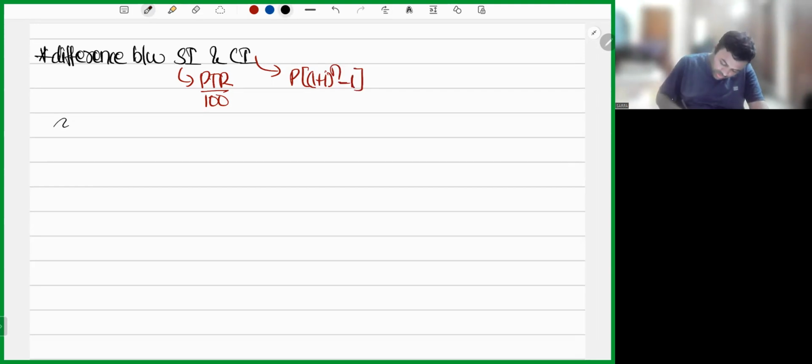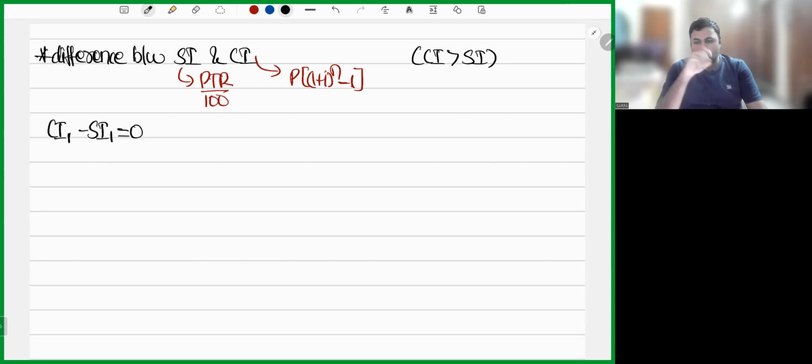If you see for the first year, my dear friends, always remember compound interest will be greater than simple interest. That's the reason I said in older days, Britishers used to extract the money from us. Compound interest for first year minus simple interest for first year will always be equal to 0. So I can say for first year, there is no difference between CI and SI.